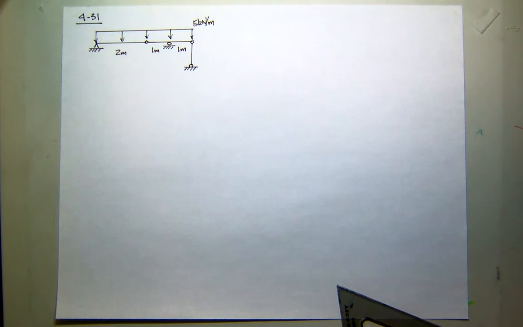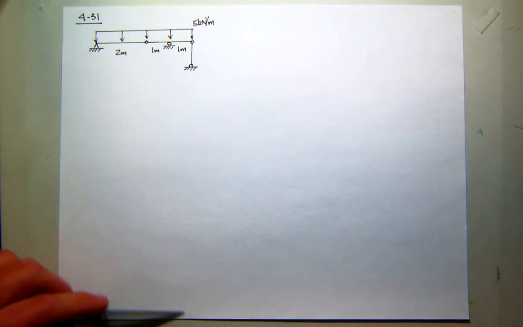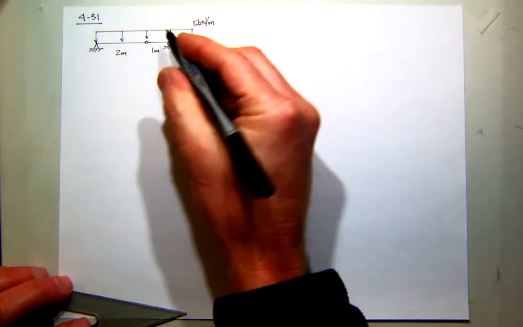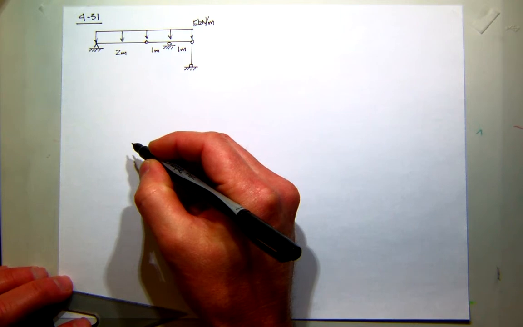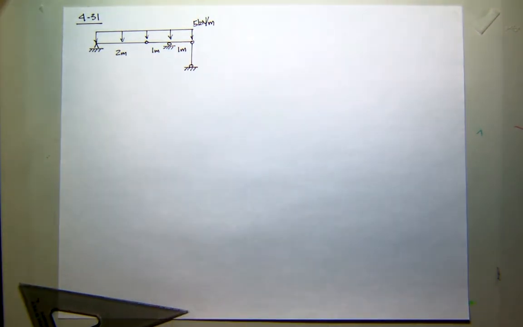Okay, so let's draw the shear force and bending moment diagram for this problem. It's 431. The interesting thing here is that you'll notice that there's a hinge right in the middle. Now, what do we know about a hinge in terms of shear force and bending moment? There's going to be shear transferred, but is there going to be moment transferred?